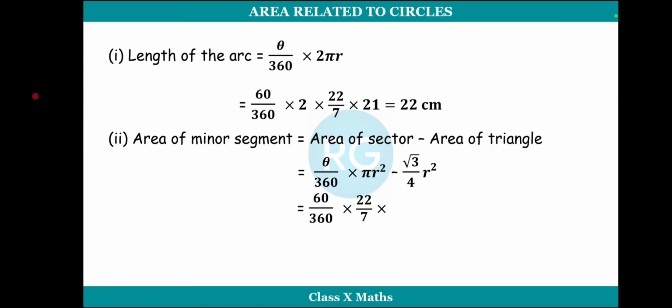Area of minor segment equals area of sector minus area of triangle. Since the angle is 60 degrees, it is an equilateral triangle. So area of sector is theta by 360 into pi r square, and area of the triangle will be root 3/4 into r square. Now the value of root 3 is not mentioned, so what I am going to do is leave the answer at this stage. Area of sector came as 231 and area of triangle came as 441 root 3/4. So I left the answer as it is.